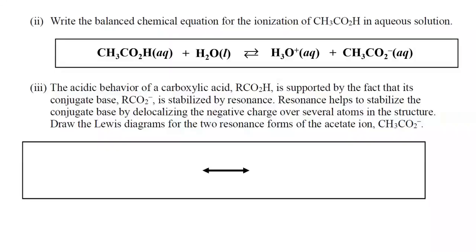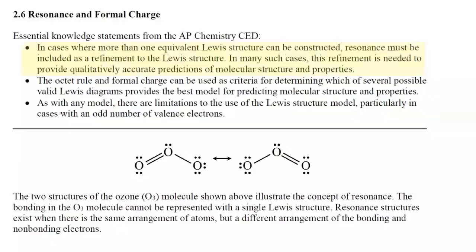Now, you may recall that I first introduced the concept of resonance back in Unit 2. It was in topic 2.6, Resonance and Formal Charge, that I explained that when more than one equivalent Lewis structure can be constructed, resonance must be included as a refinement to the Lewis structure. So here on this slide, you can see two equivalent resonance structures of the ozone or O3 molecule. So the actual structure of ozone is considered to be an average or a hybrid of these two Lewis diagrams.